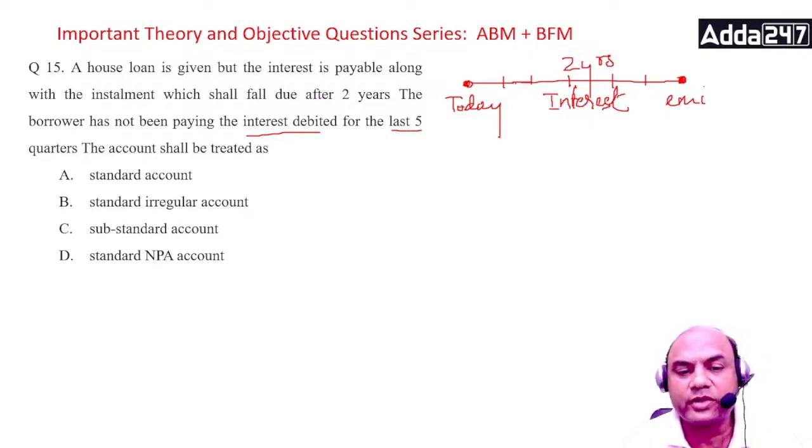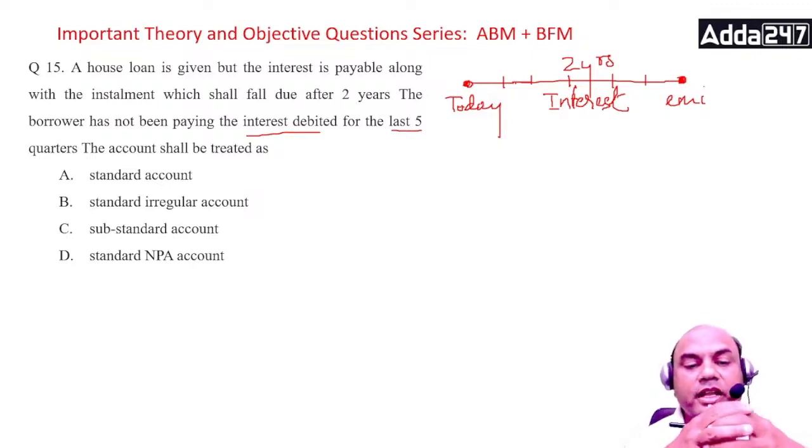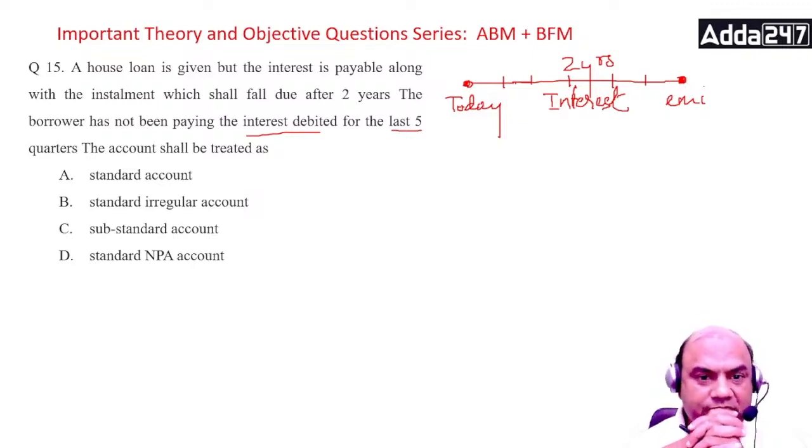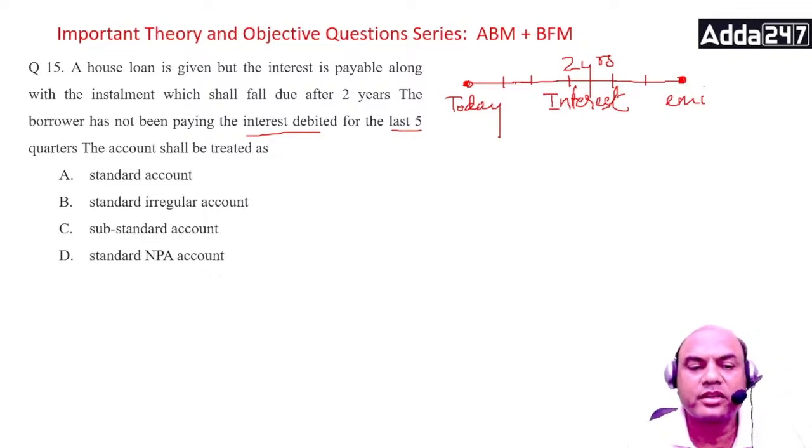Standard account, standard irregular account, substandard account, standard NPA account. Think over it, everyone. What shall be the answer over here? It will be treated as what? Standard, standard irregular, substandard, and standard NPA. What is this standard NPA? There is nothing called a standard NPA account.